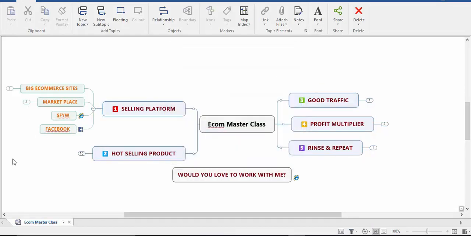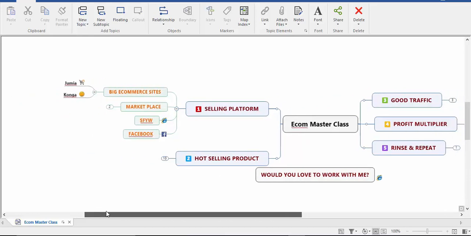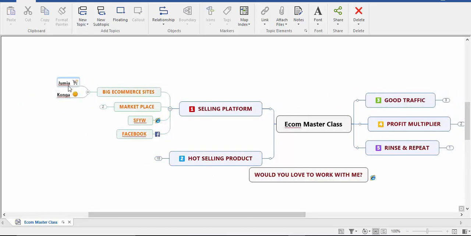the big e-commerce site. We have big e-commerce sites like Jumia, Konga, DiDi. Yes, you can sell your products on this platform. You apply as a merchant, and once you are approved, you list your products and you start selling. Then we have another one, which is the marketplace. Okay, let me just go through it. Let me go through the big e-commerce first, like Jumia and Konga.